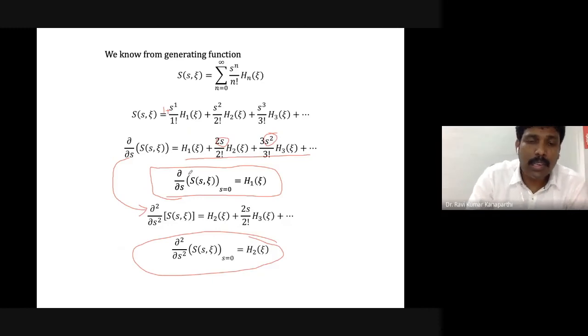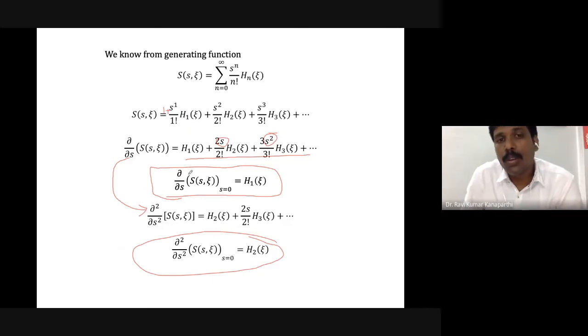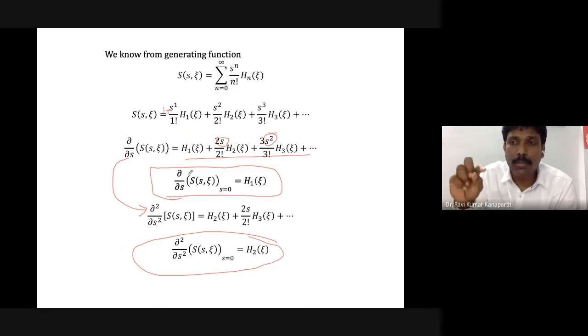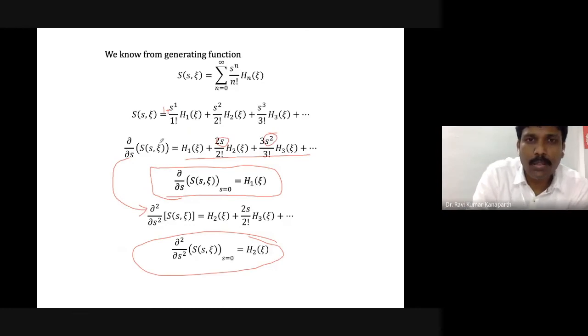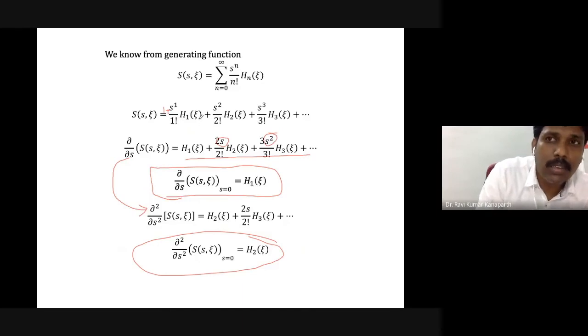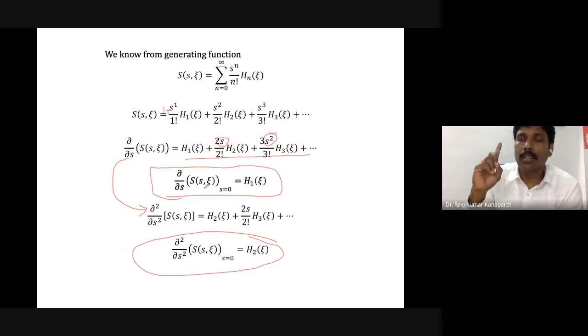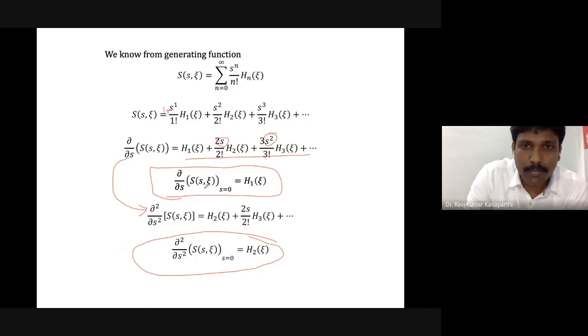Now there is a general trend. I hope that you have noticed. If you take the first derivative of the generating function, you are going to get the first polynomial, that is h1 of z. Please try to understand what h1 of z is. This is the first polynomial of the Hermite differential equation. This is the second polynomial, third polynomial, and so on. You can calculate different polynomials. So if you take the first derivative and then substitute s equal to 0, you will get the first polynomial h1 of z.